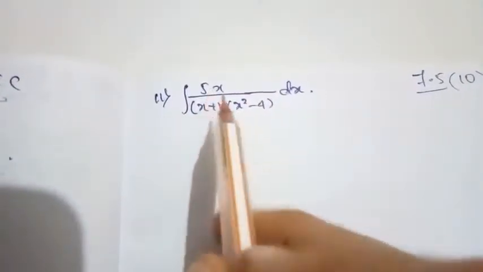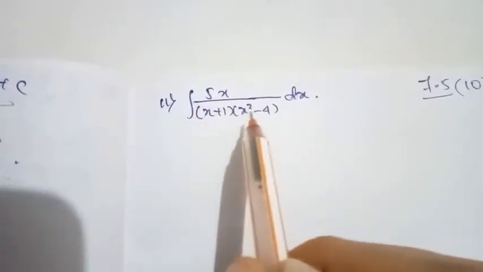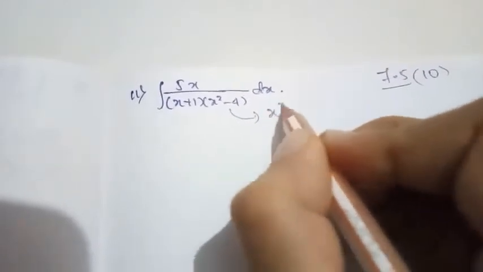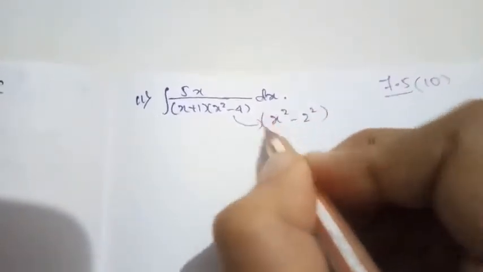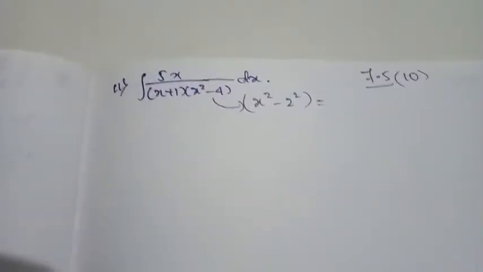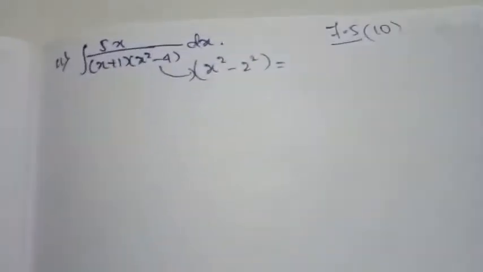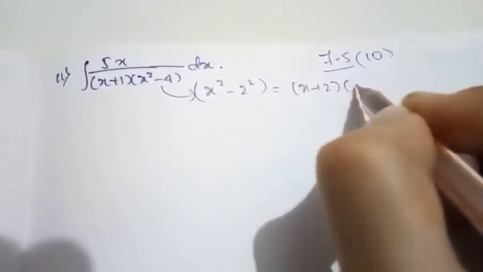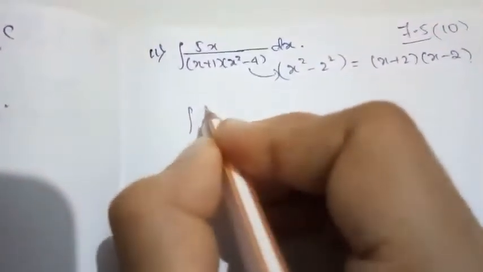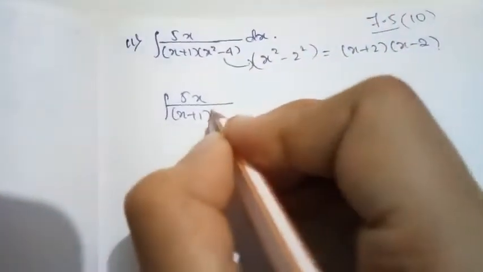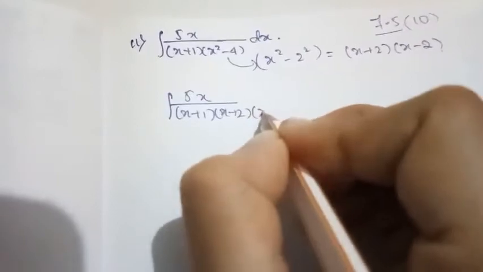So we need to find the integral of 5x divided by (x plus 1) into (x square minus 4) dx. Clearly, x square minus 4 is nothing but x square minus 2 square. So it is in the form of a square minus b square, and we can write it as (a plus b) into (a minus b), that is (x plus 2) into (x minus 2). Now our given integral is the integration of 5x divided by (x plus 1) into (x plus 2) into (x minus 2).